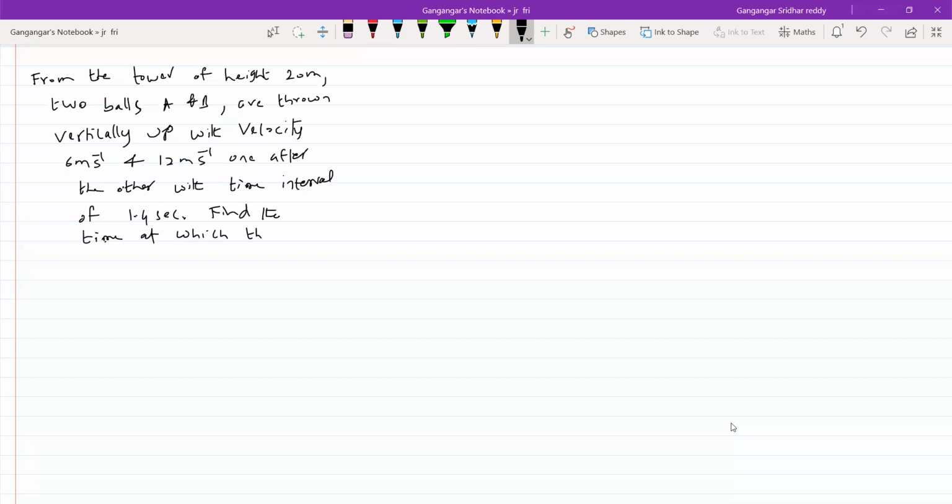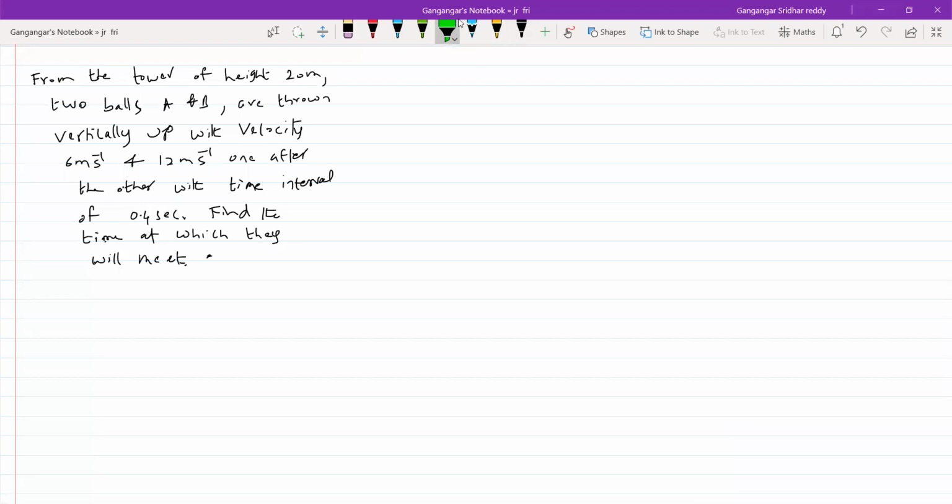Sir, is that the gap between the throwing? Yeah, one after the other with a time interval of 1.4. Find the time at which they will meet. Now you see I'm bringing the time gap, time interval. It means at t equals 0, I'll throw one ball, and after 1.4 seconds, I'll throw another ball. I'll make it smaller so calculations will be easier for us. Take it like this, 0.4.